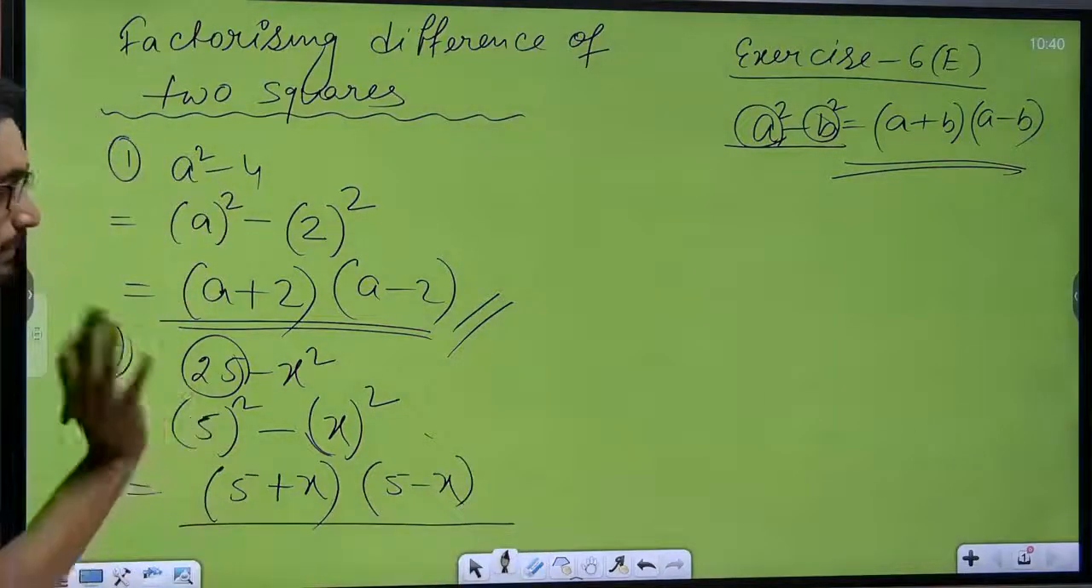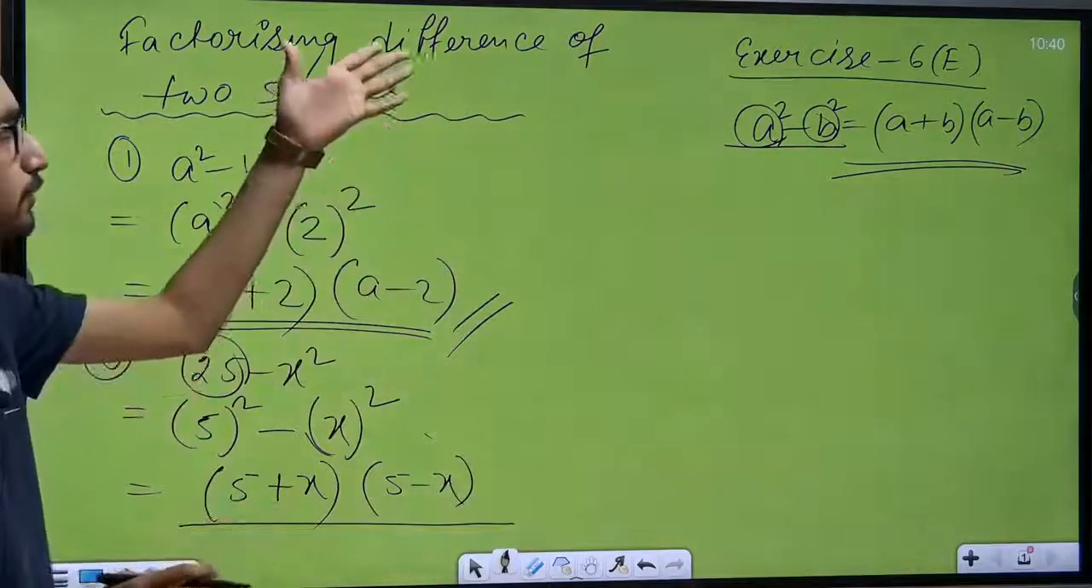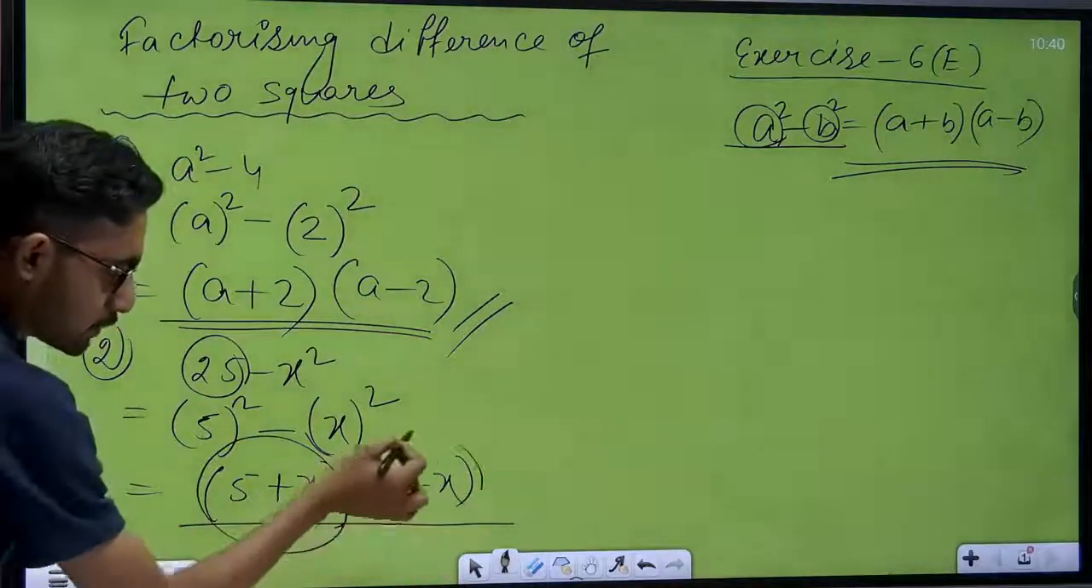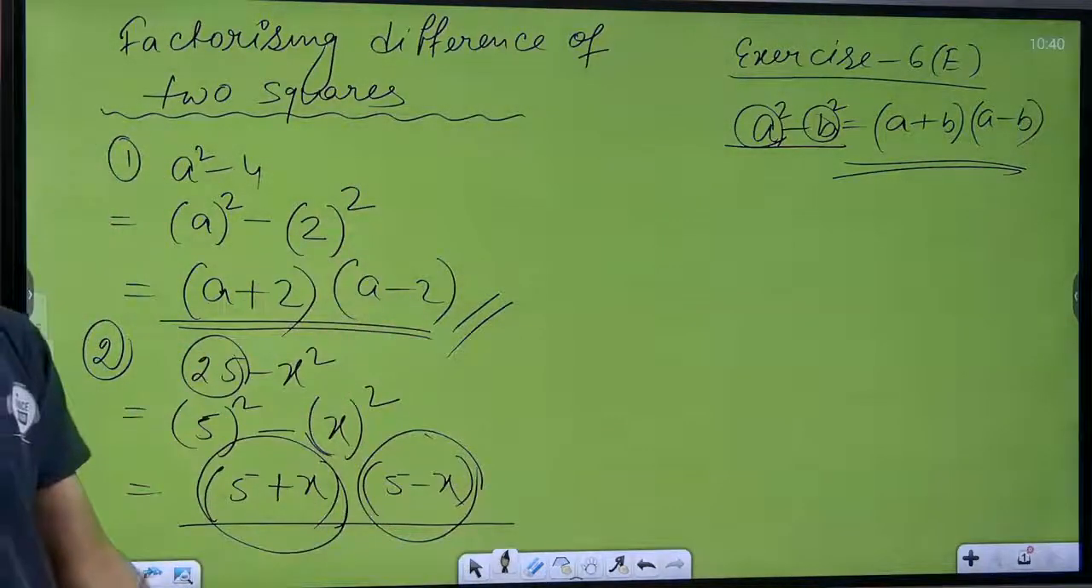That is your complete answer, because in this question it says we have to find the factors. That's why this is your factors. How many factors are there? 2 factors. And that is your complete answer.